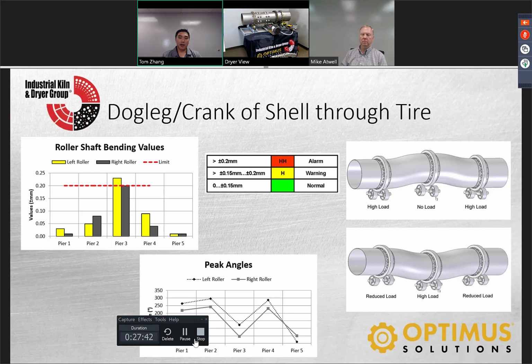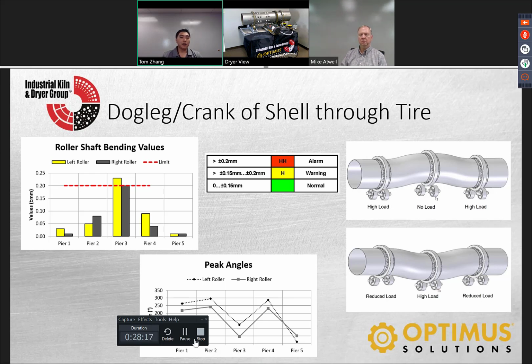That means there's enough deformation at the shell where it's lifting the tire. So when you have this, you have on the top right area a high load on the far left and far right, almost no load in the middle, a reduced load in the left and right, and a high load in the bottom. I've never seen a kiln lift off of Pier 2 only, so that's why it's reduced load. This is a measure we do called the roller shaft bending measure. It's option 1.